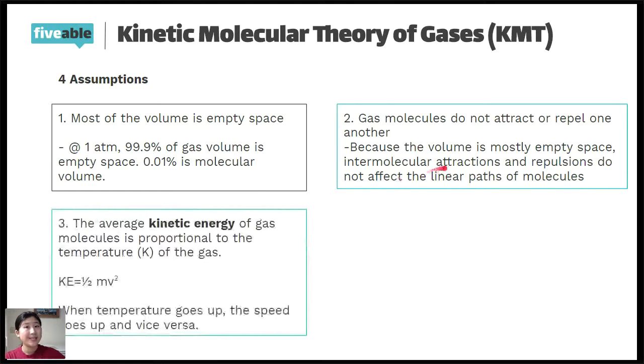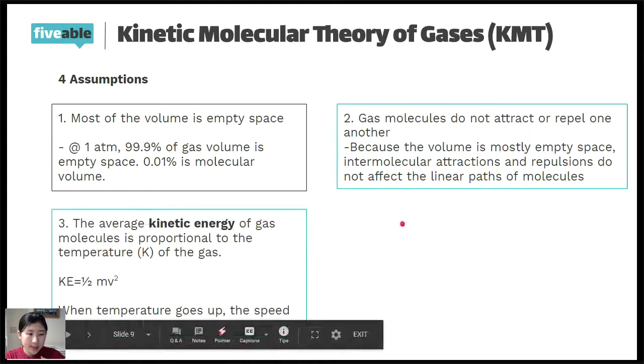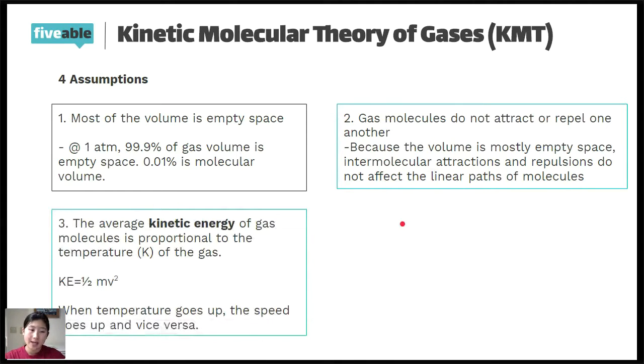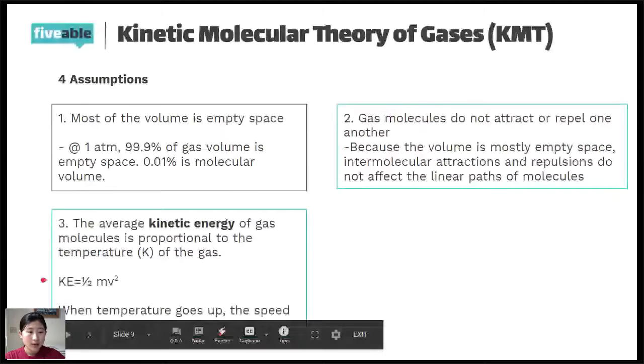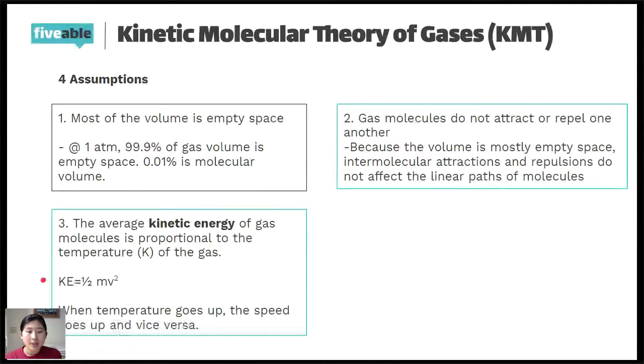And when we talk about deviations, that is when they do not bounce around in linear paths. All right, so the average kinetic energy of gas molecules is proportional to the temperature of the gas, right? So Ke is the kinetic energy, which is equal to 1/2 mv squared. So when the temperature goes up, the speed goes up, and vice versa.